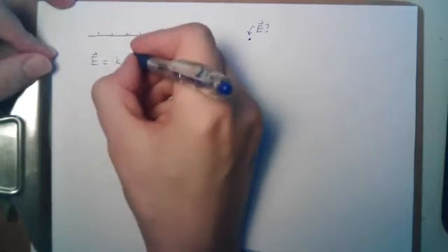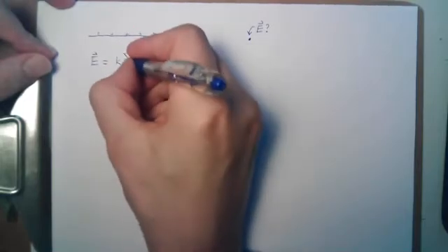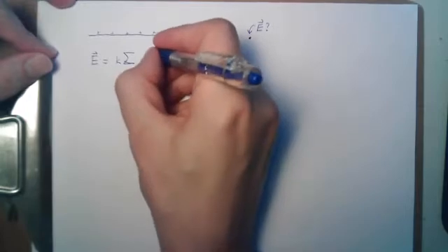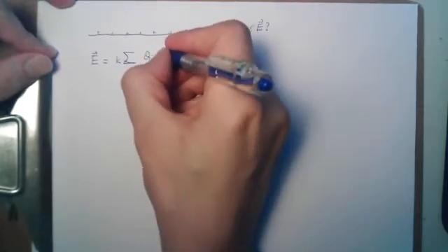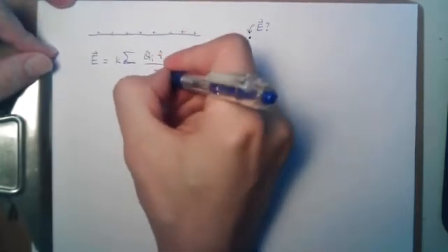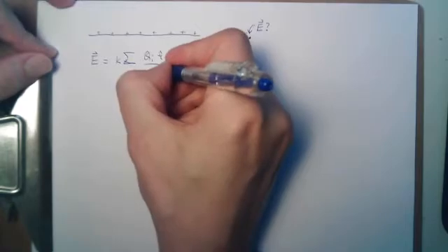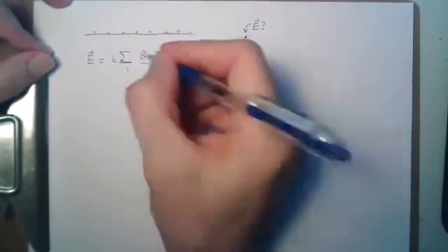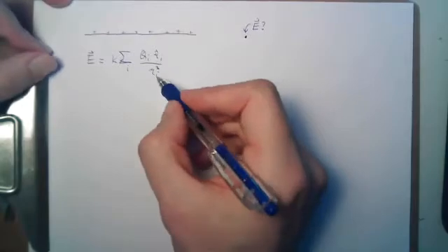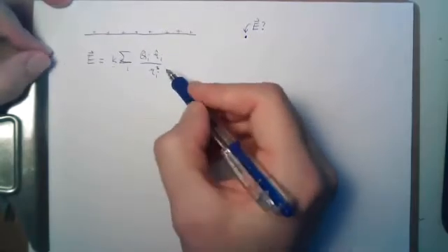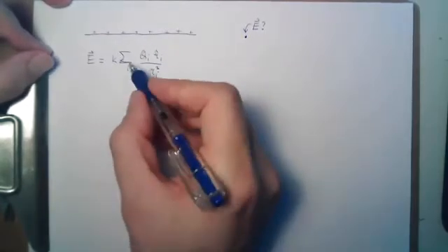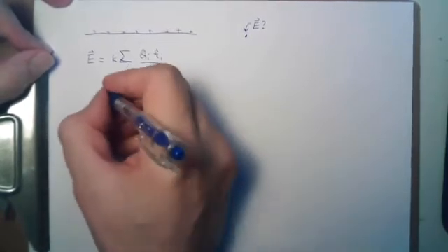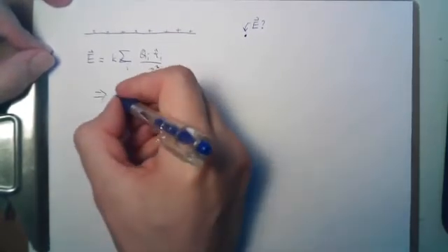be K times the sum over all the other charges of Q_i r-hat_i over r_i squared. This is the sum over i. Except now we can't do this. We need to actually translate this into an integral because we don't have that amount of time. So we're going to change this into an integral. So it's going to look very similar.